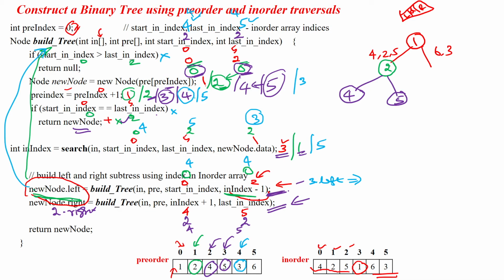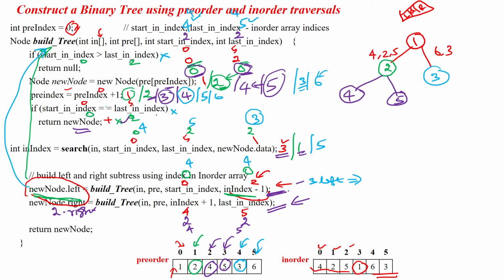Now the pre-index of 5. What is the pre-index of 5? It is 6, so 6 is available here. Already 3 is written here, and that 3 has to be drawn as the root node here. Now the 6 is this one. So pre-index is incremented by 1, and 6 is the new node.